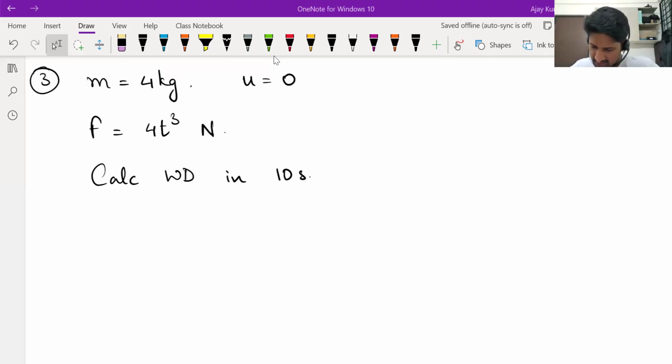Okay, I got one answer as 1, 2, 3, 4, 5. So 1 crore 25 lakhs. So you can write 125 into 10 power 5 joules. We'll see. Solve it quickly, all of you. 1 more minute.